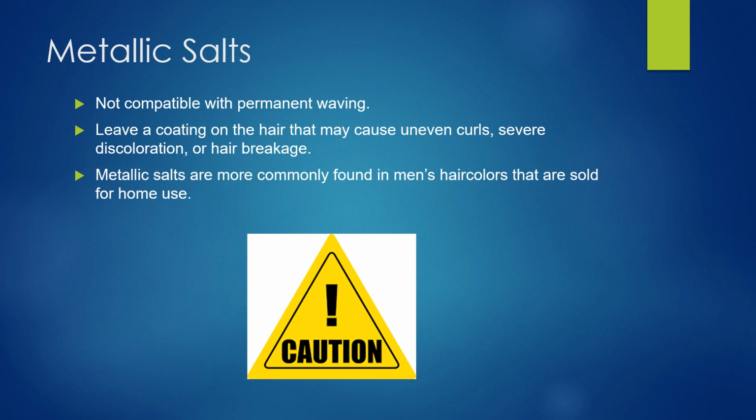To test for metallic salts, in a glass or plastic bowl, you want to mix 1 ounce of 20 volume peroxide with 20 drops of 28% ammonia. Then you'll immerse at least 20 strands of hair in the solution for 30 minutes.